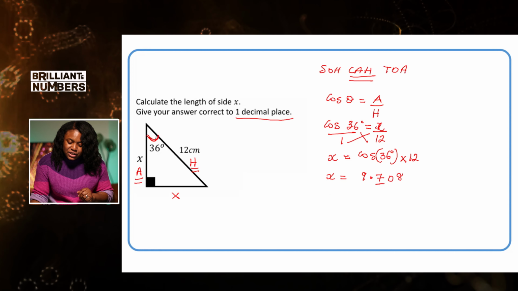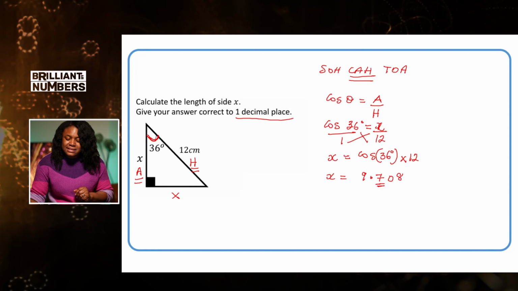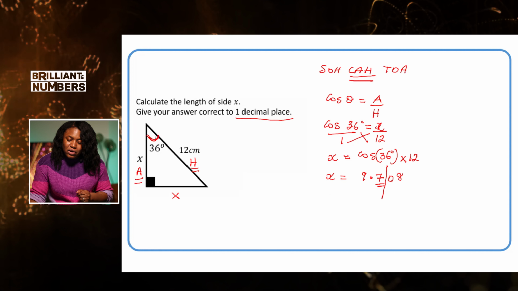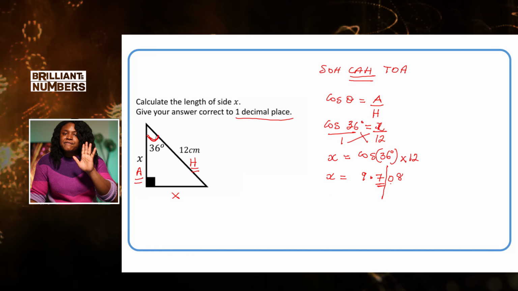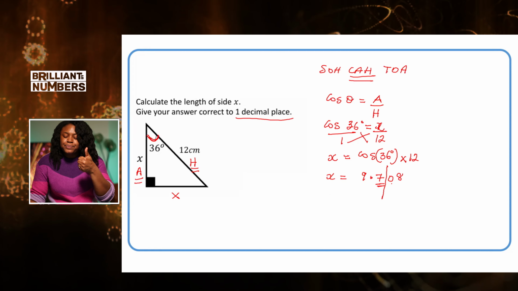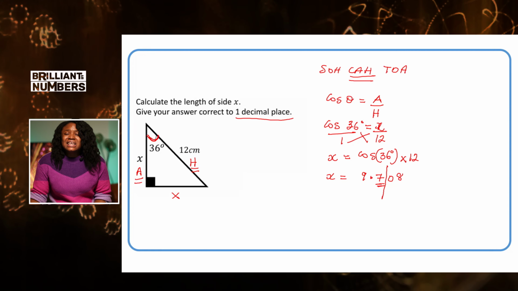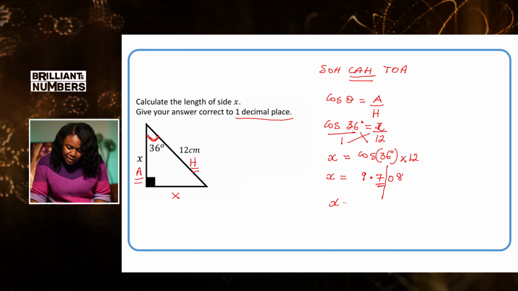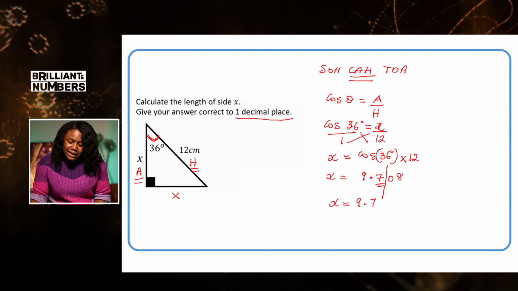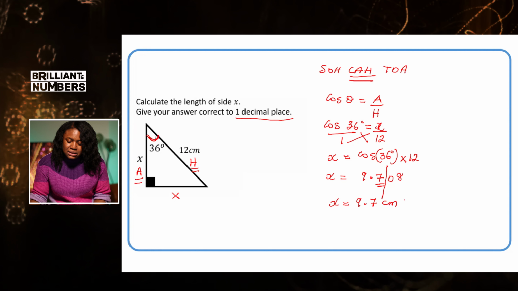The first digit after the decimal is a 7. I then need to check on the digit behind. Remember, 5 or more rounds up. Below that, I round down. So I'm not adding anything to 7. So X therefore is 9.7 and the unit is centimeters.